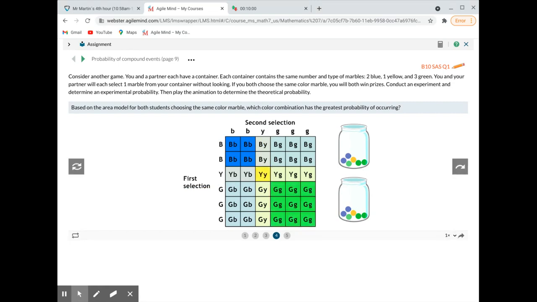So we said that green was the most likely to occur. Yellow to yellow was least likely. I don't know why these are brighter, but I guess they're just trying to show a little bit of difference. But we know that yellow to yellow is least likely and green to green is most likely. Now, we were supposed to conduct an experiment and determine the experimental probability.